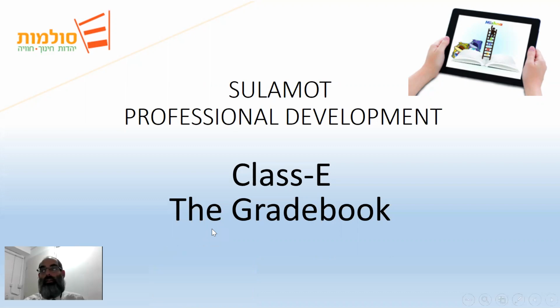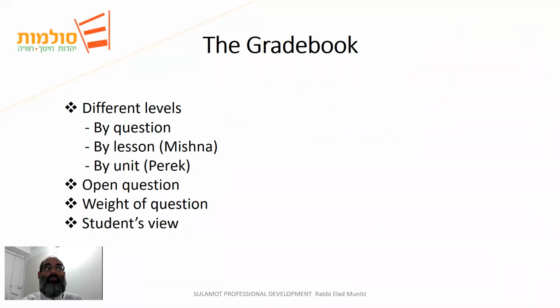Today we'll discuss Class E and all about the gradebook, different ways to see how our students are doing. Our agenda for today will be the different levels of the gradebook. We can see the results by question, by lesson, or by unit. We can discuss a little bit about the open question and how we can see it and mark it, the weight that we give to different questions, and a little bit we'll see about the student's view as well.